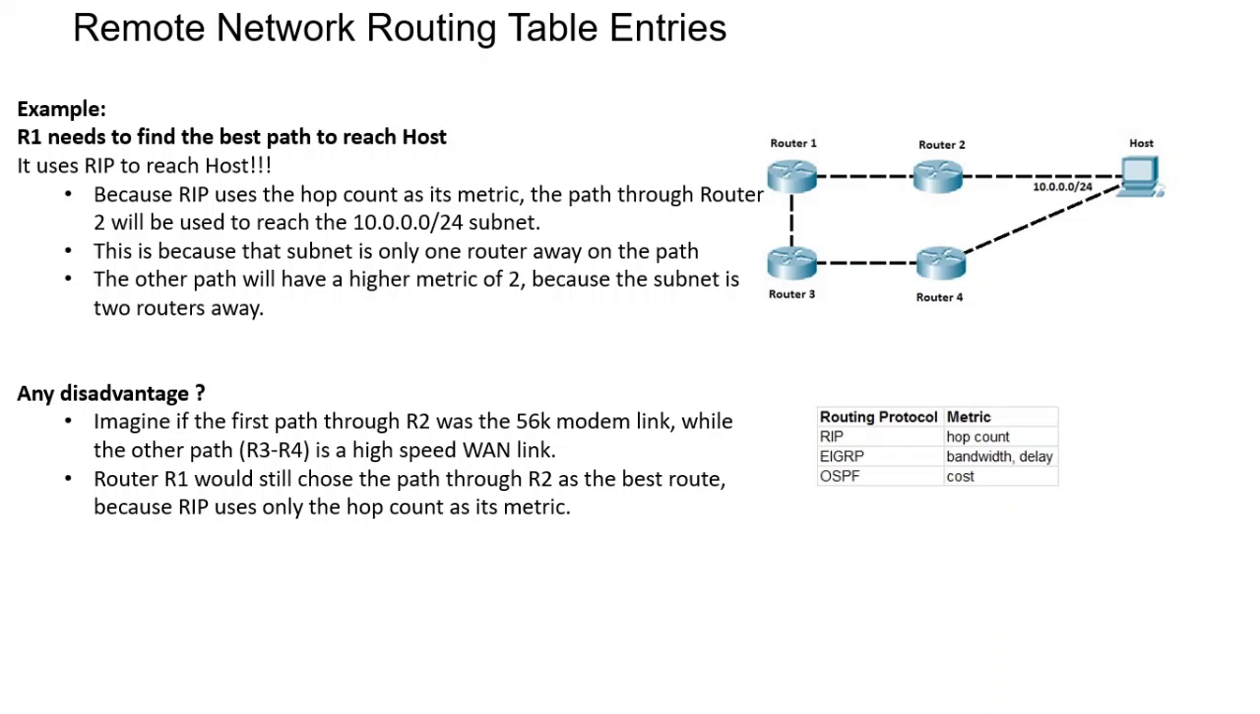There will be disadvantages, as you can see from the lines. If the first path through the second router was a 56k modem link, while the other path, through routers 3 and 4, is a high-speed wide area network link, the first router will still choose the path through R2 as the best route, because RIP uses only hop count as its metric.